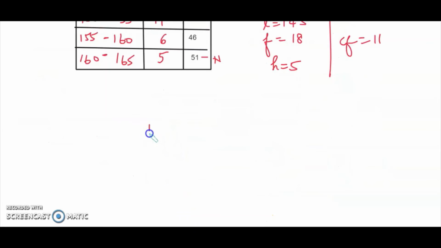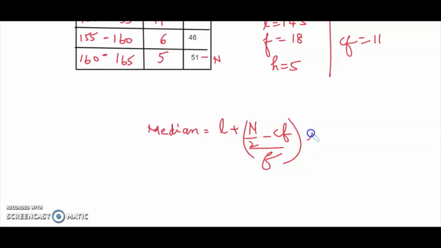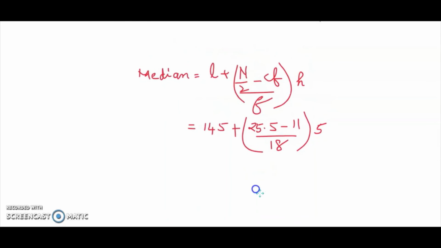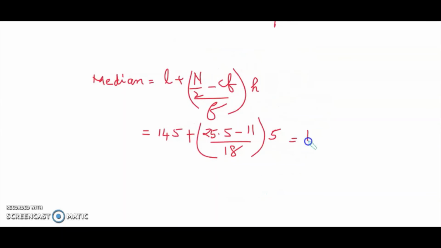So let's go for the formula. Median equals L plus n by 2 minus CF upon F multiplied by H. Which is equal to 145 plus 25.5 minus 11 divided by 18 multiplied by H, which is 5. Right? Okay, I'll go to the right side. That will give me 145 plus, 25.5 take away 11 will give me 14.5, divided by 18 multiplied by 5.